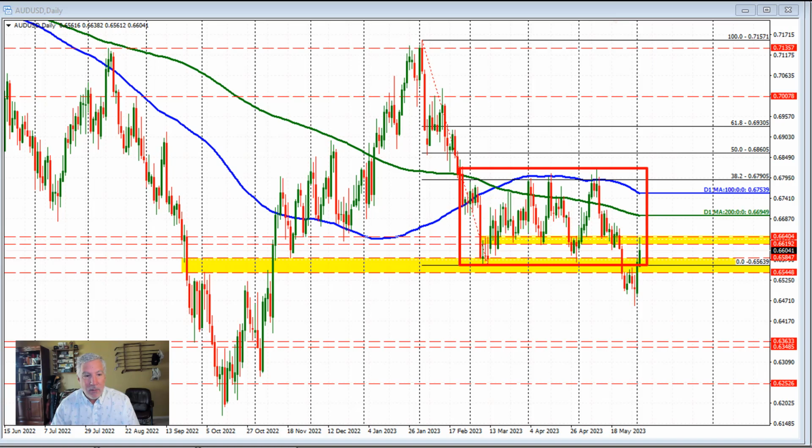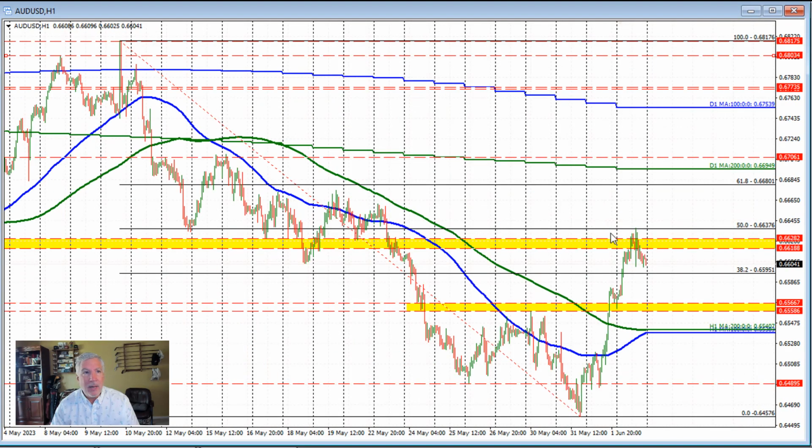Now let's take a look at the hourly chart and see if that chart gives us any sort of clues or ideas about key technical levels. Remember, on the top side we had 0.6640. Well, lo and behold, the high price that we saw on Friday came right up to the 50% of this move to the downside. The 50% level came in at 0.66376. Remember, 0.6640, that was where the market stalled on Friday, right near that 50% retracement level.